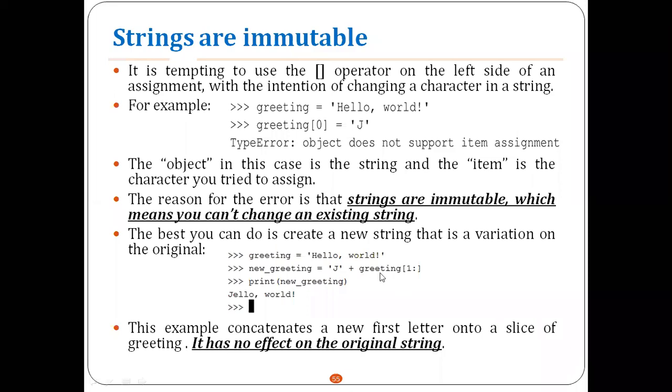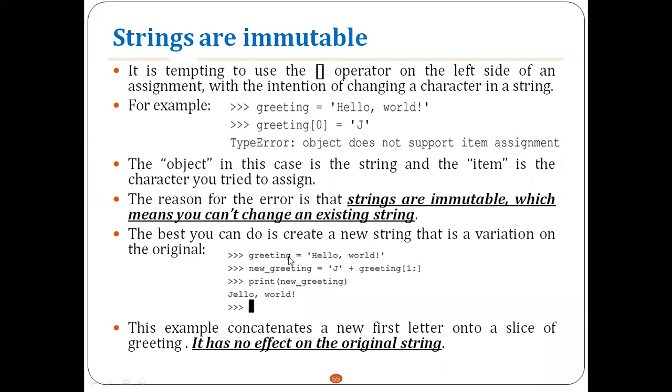What I'm doing here is slicing: from the second character up to the end of the string. So now the first character is j, followed by the rest of the characters from the greeting. Now you have print new greeting. It shows j, e, l, l, o, then a comma, then space, world, and an exclamation mark.